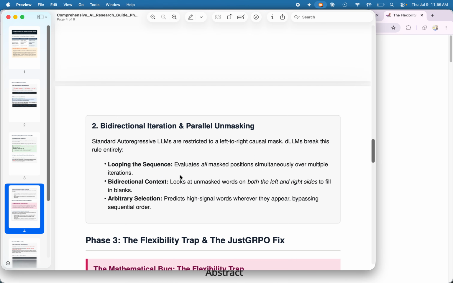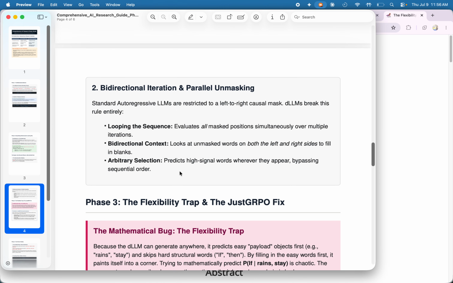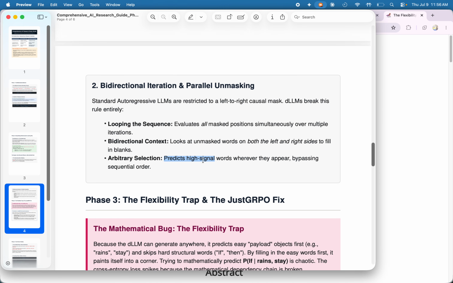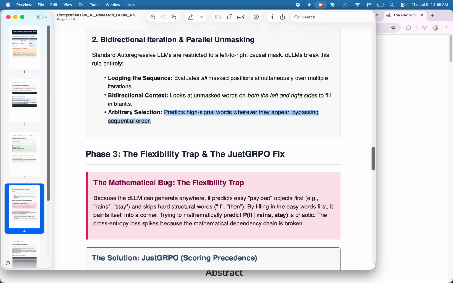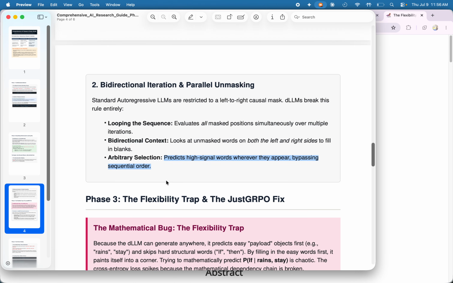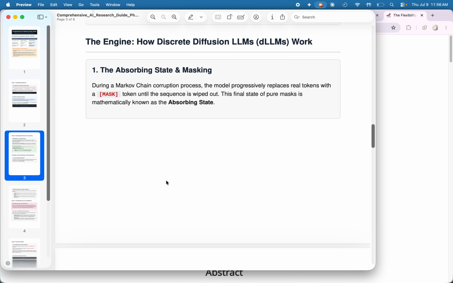In each loop, not just one word will be replaced; a couple of words will be replaced in a single loop. It will predict the high-signal words. So that's how the diffusion LLMs, the DLLMs, work.